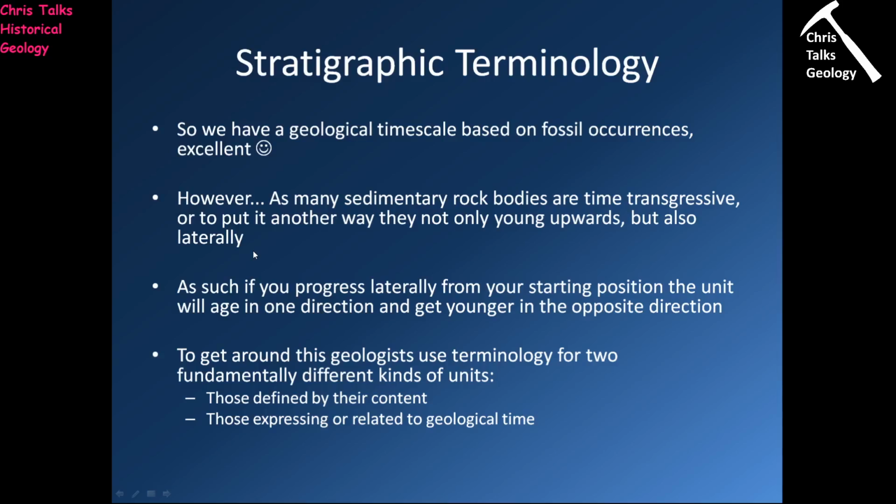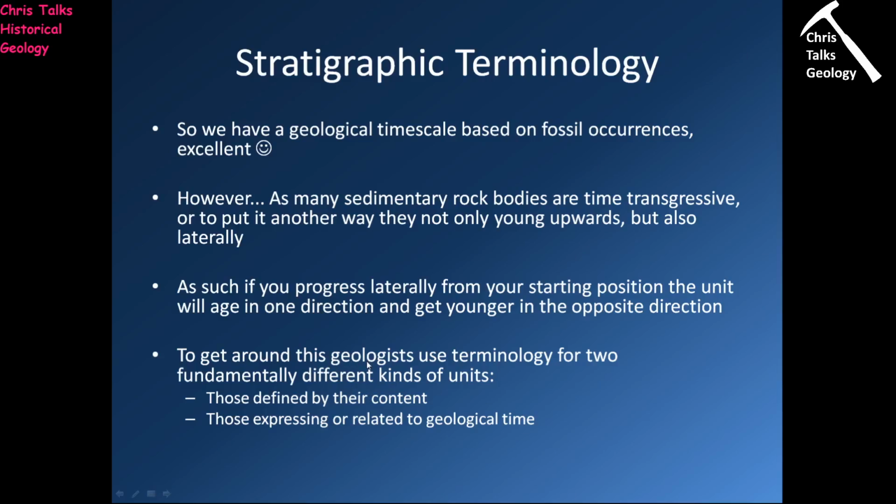If you remember, we were talking about Walther's Law, and we were discussing how if you follow a layer of rock, that layer of rock doesn't keep the same age all the way along. So if I'm starting at location X and I go west, the rock might be getting older in that direction. If I go back to location X and then decide to go east, in the opposite direction, it will be getting younger. So the age of a layer of rock will change laterally. This is something we need to take account of.